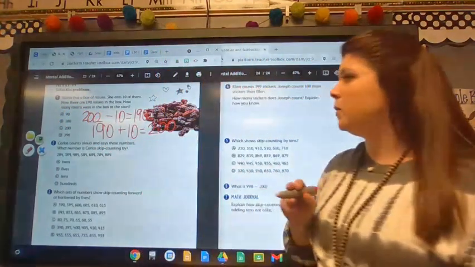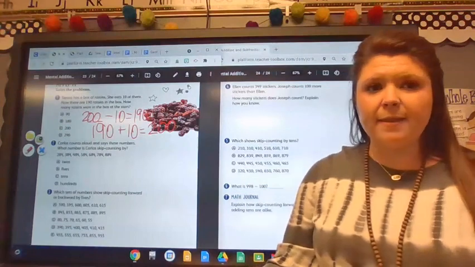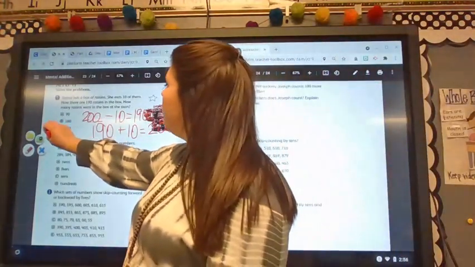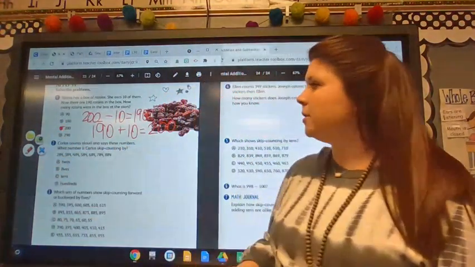So then if we plugged in 200 minus 10 equals 190. Does that make this equation true? Yes. So there were 200 raisins in the box to start with.